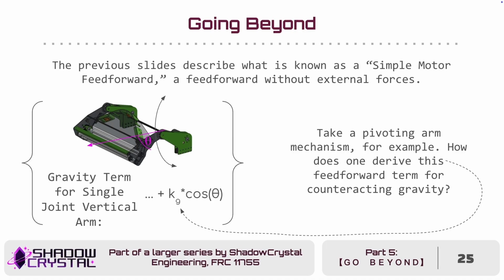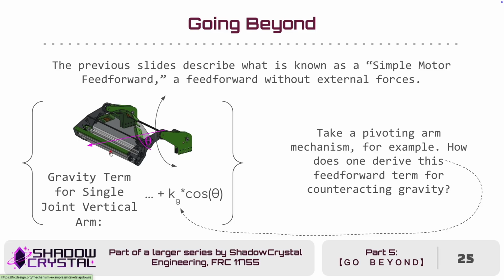Now, the previous slides cover what's known as a simple motor feed-forward. That's when you just have, like I've been saying, a motor in isolation. But what happens when you have external forces? Take this pivot. This is an intake. I want to say this might be 1678's. No, this was a Crescendo intake. I could be wrong. So you have this pivot pivoting about this axis, rotating up and down to intake. I believe these were foam rings called notes, if memory serves correctly.